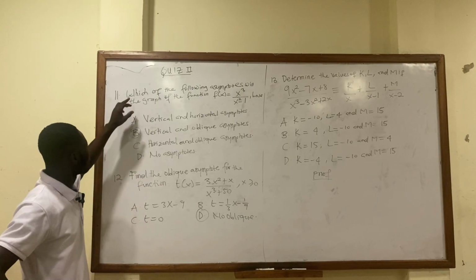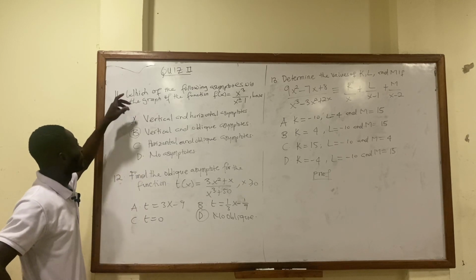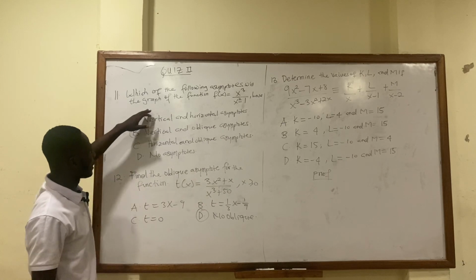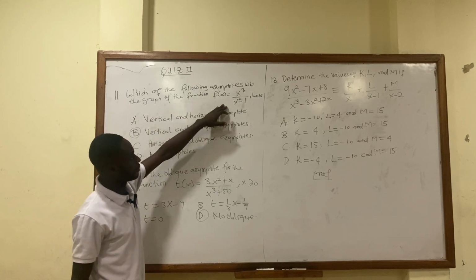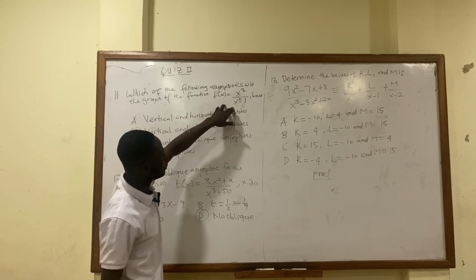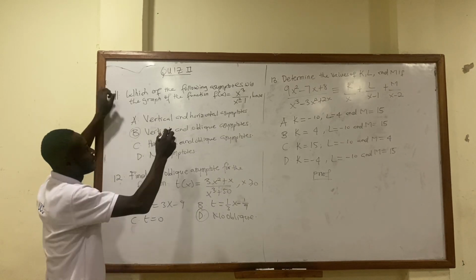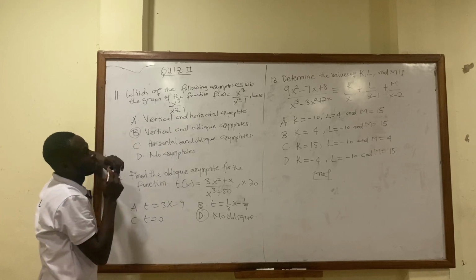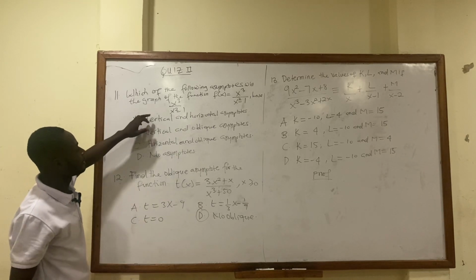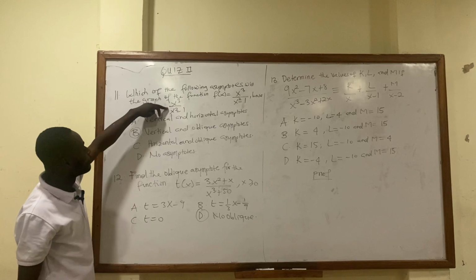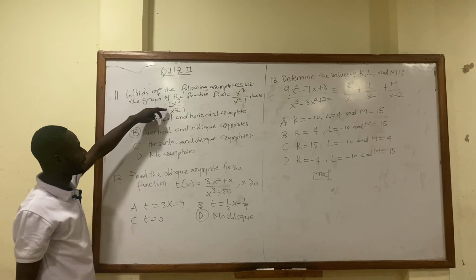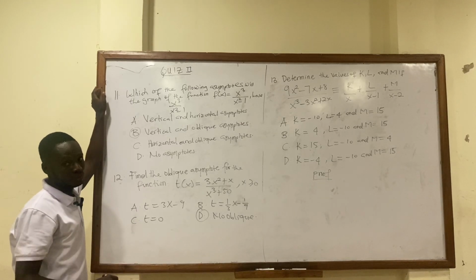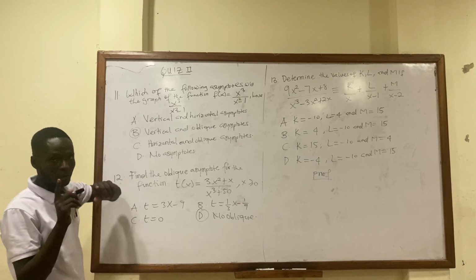All right, so we continue with question number 11, which says, which of the following asymptotes would the graph of the function f of x equals x cubed over x squared minus 1 have? So the function is x cubed over x squared minus 1. We can see that the degree of the numerator is far greater than the degree of the denominator. So we say that there is no horizontal asymptote.